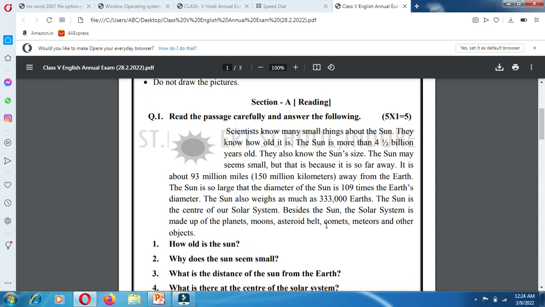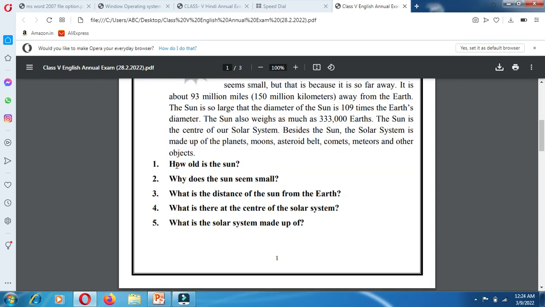Questions: Number 1. How old is the Sun? Number 2. Why does the Sun seem small? 3. What is the distance of Sun from the Earth? 4. What is there at the center of solar system? 5. What is the solar system made up of? Section B. Writing. Question number 2. Look at the picture and write 5 sentences.